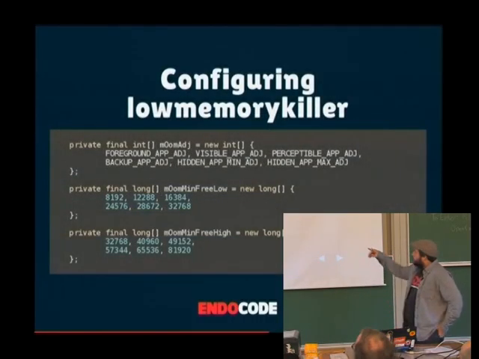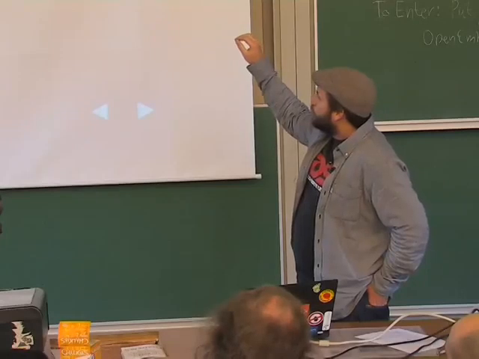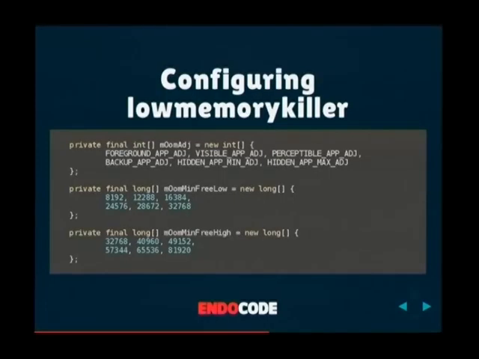And this is also in the ProcessList.java file. You can see here you're basically defining which categories these are for. So all this kind of works together. This top line is exactly what you feed into the adjust values. Then there's the min free low and the min free high.